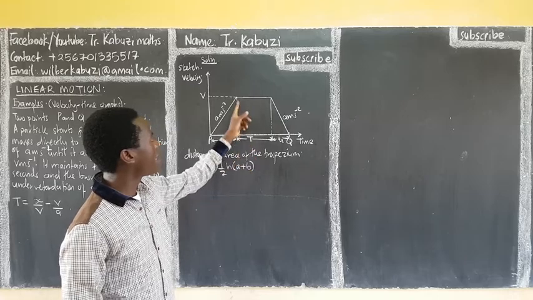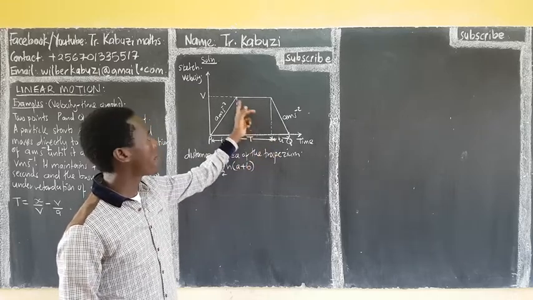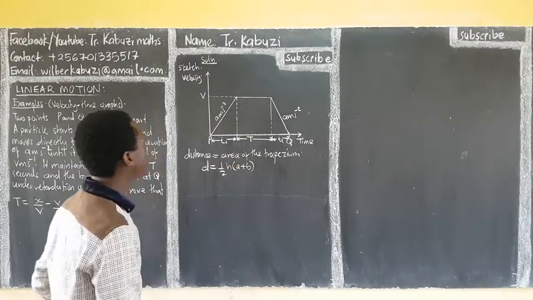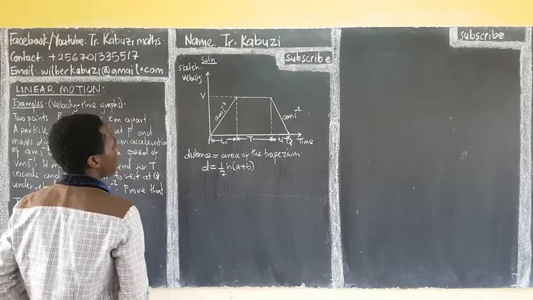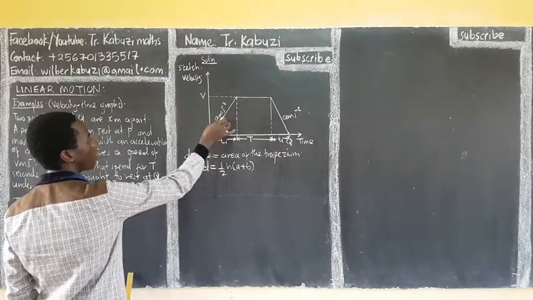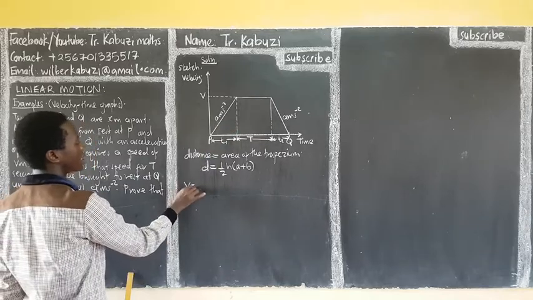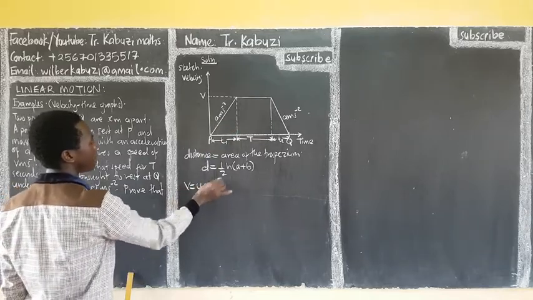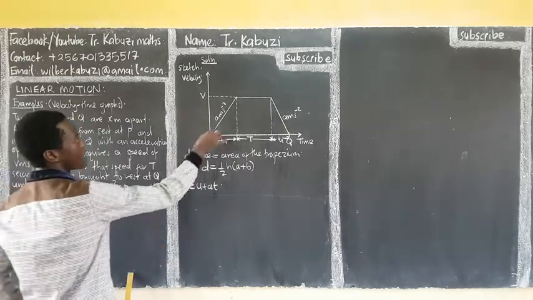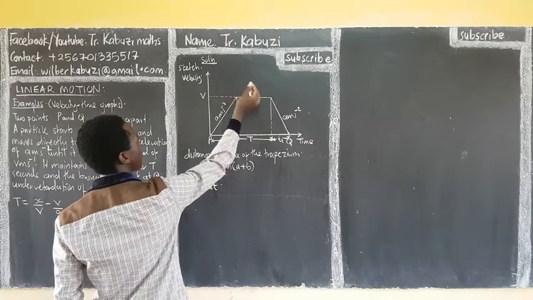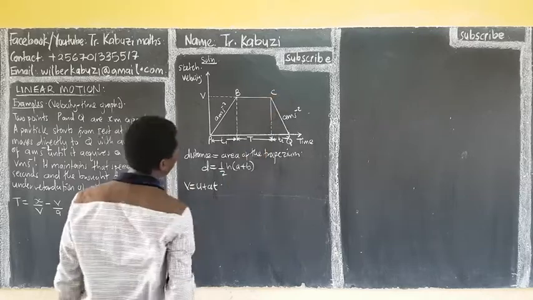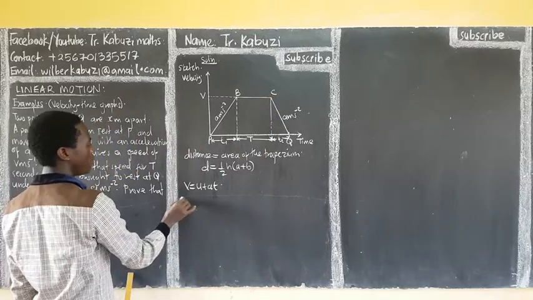Good enough, I know the time from here up to here, but I don't know it fully because I have T1 and I have T2. So I start with getting this. I'm going to use this triangle here, where velocity is given by v equals u plus at. Now, what's the initial velocity? Let me call this point B, and maybe this one C.